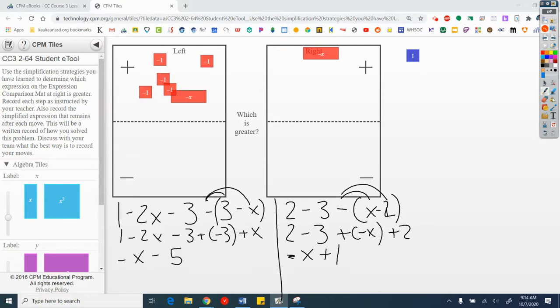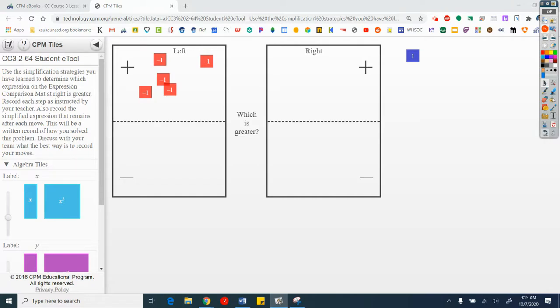So the question here then: am I done? No, actually I'm not done yet. Let's go ahead and remove a negative x from both sides. Now I have negative 5 and 1. Which is greater? It's going to be the right-hand side. 1 is greater than negative 5. So again, that is going through writing the expression and showing my work. I'm going to go ahead and clear. Let's jump back.